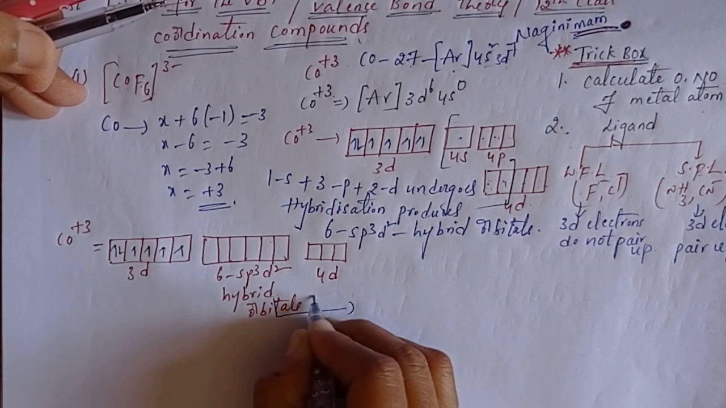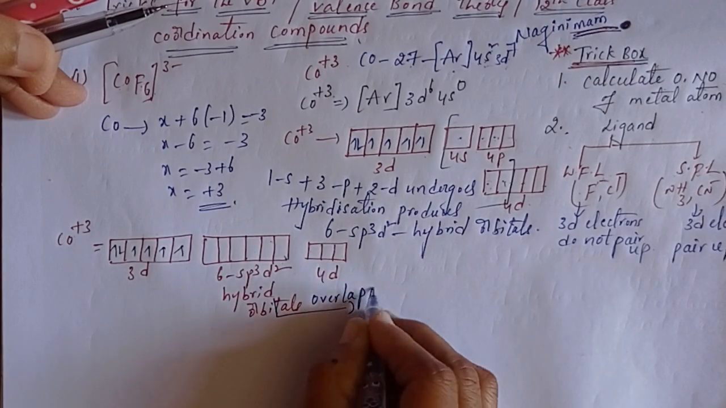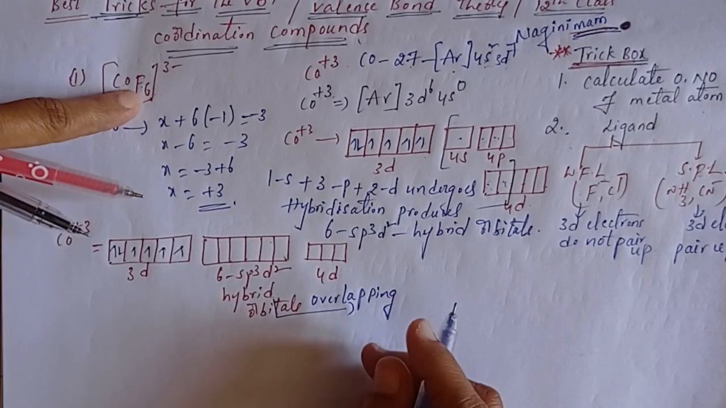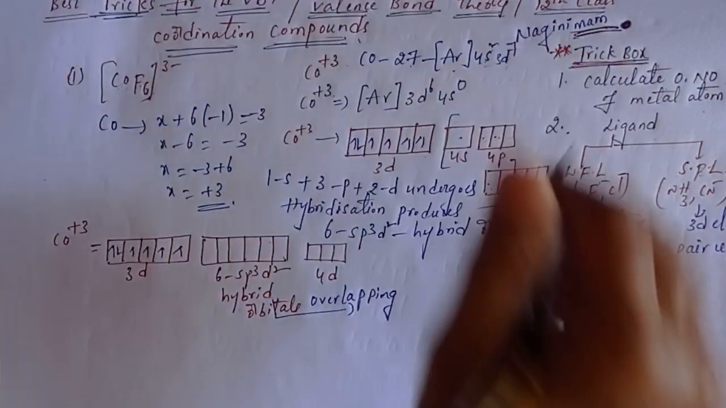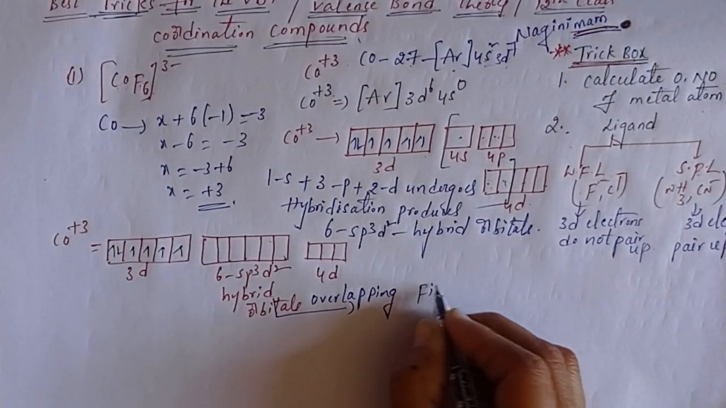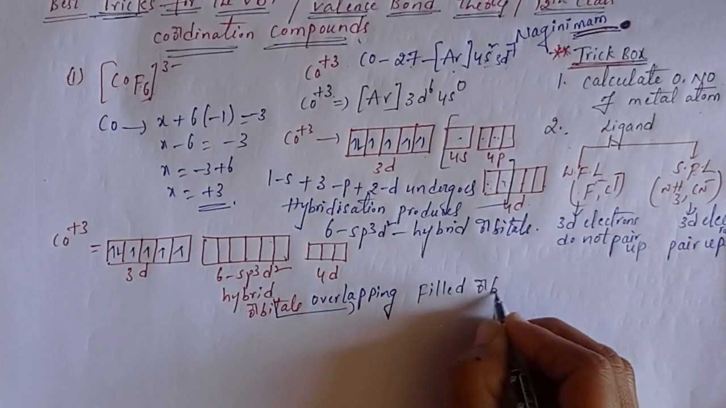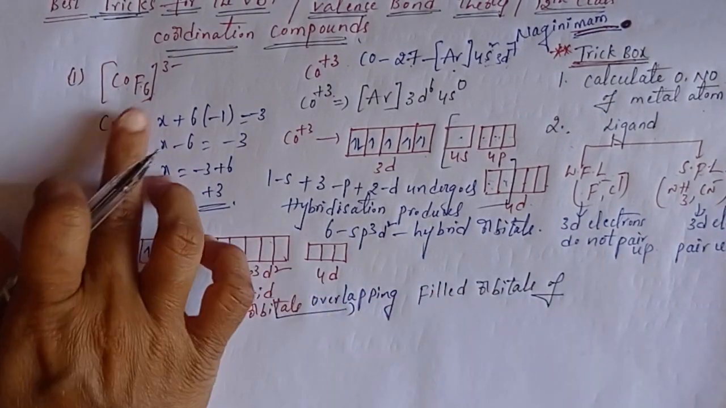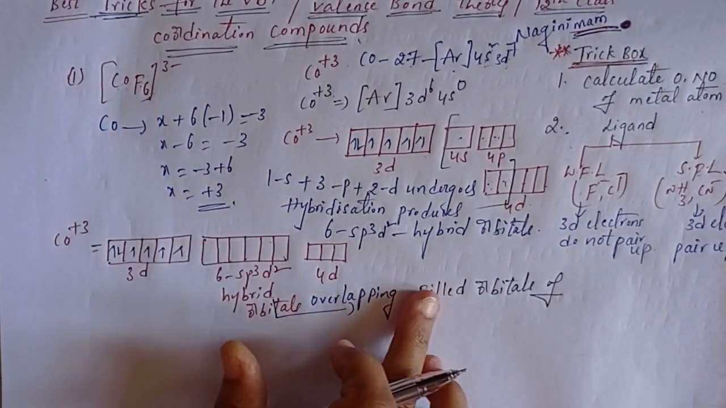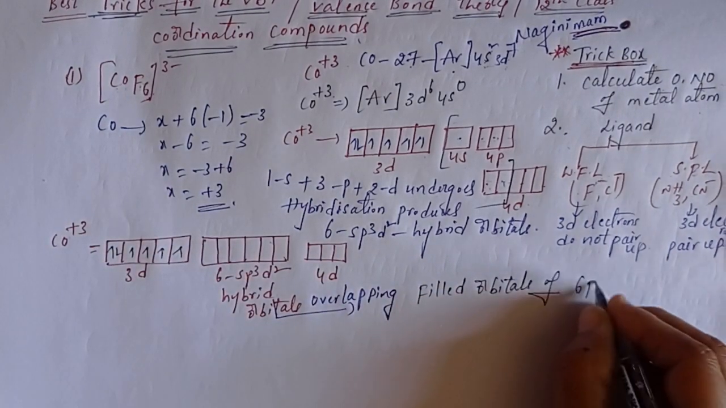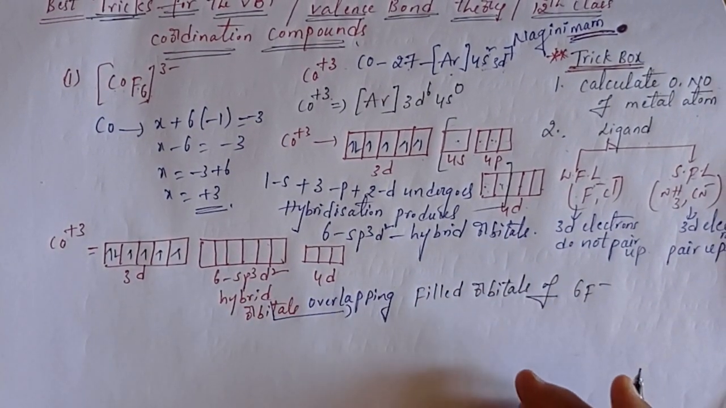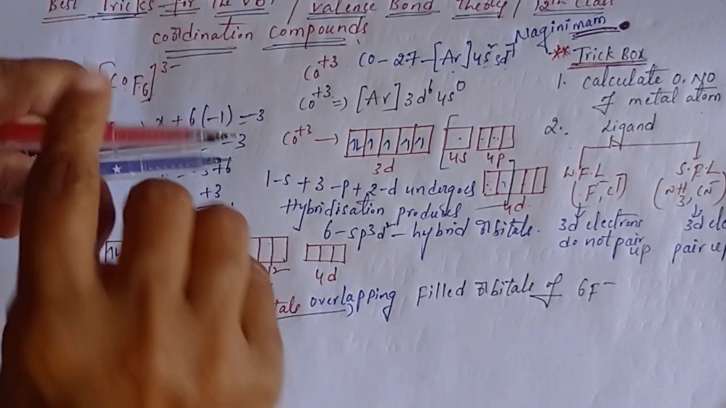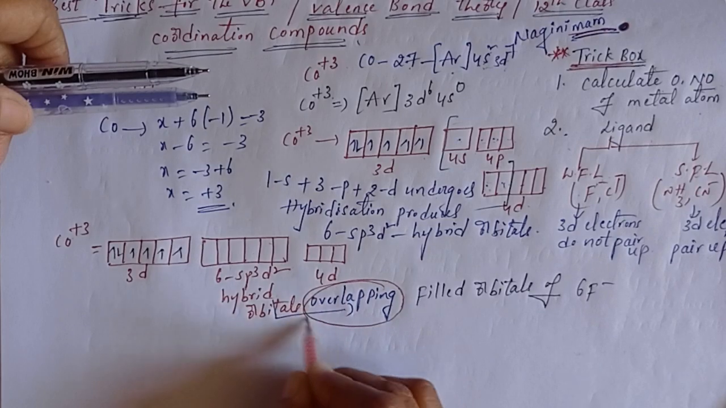Now these orbitals are undergoing overlapping with which orbitals, students? Filled orbitals of 6 fluorides. Are you understanding? Filled orbitals of which one? Overlapping with the filled orbitals of 6 fluorides. Clear? So here you have to remember, this is important. They are undergoing overlapping.